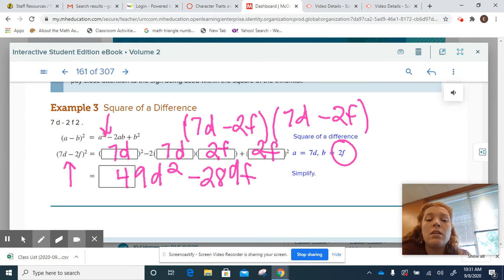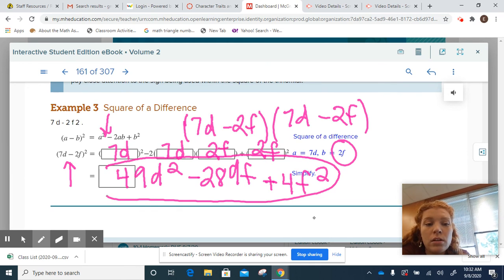The last piece is the 2F squared. I'm going to square the 2 and square the F, so that makes positive 4F squared. And you would get the same answer if you were to FOIL that top part.